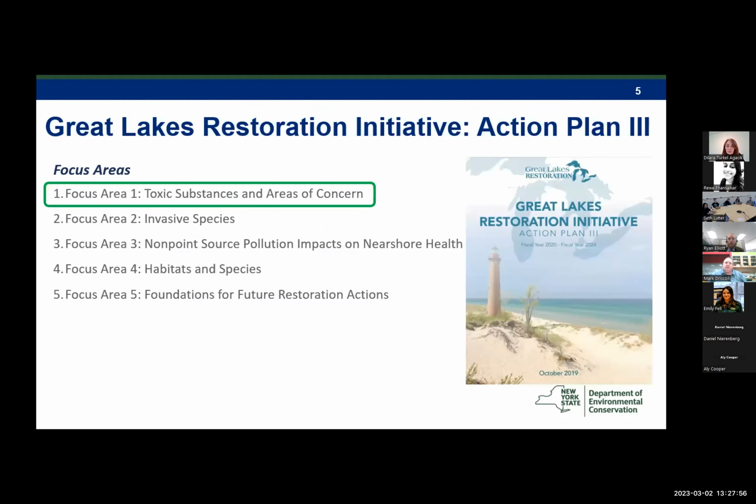And this GLRI Action Plan 3 has 5 focus areas. The first of these, toxic substances and areas of concern, is most closely related to Dilara's work. And for anyone who's interested in learning more about this document or any other documents I'll mention, I'll provide a list of links in the chat at the end of my presentation.